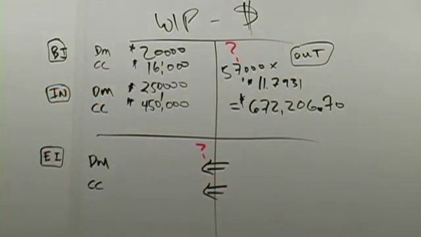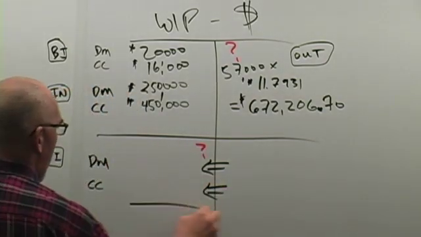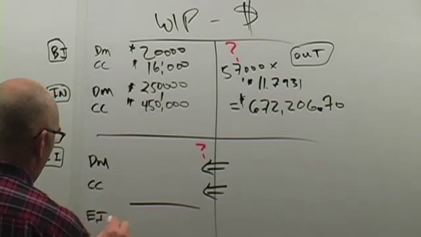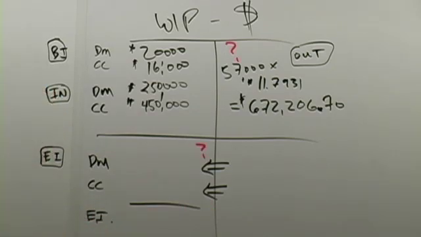We need to calculate both of those numbers, and then we'll add them up, and we will have that ending inventory value. Austin, you have any thoughts as to what we're going to do to calculate that direct materials dollar amount? How many units are in ending inventory with regard to direct materials?